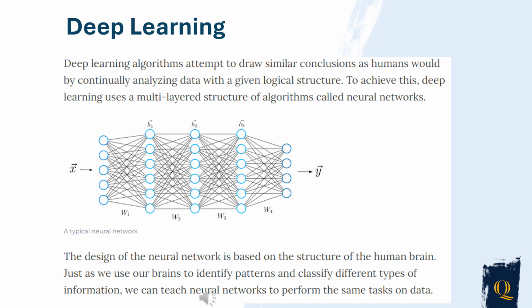Just as our brain identifies patterns, learns from experience, and classifies information, we can train neural networks to perform similar tasks on data. These networks can recognize images, translate languages, drive cars, and much more by learning from large amounts of data and improve their accuracy over time.